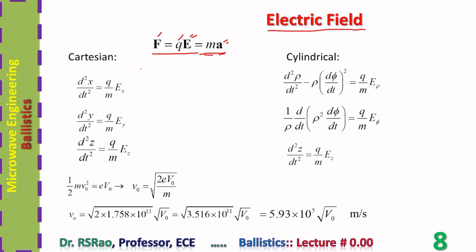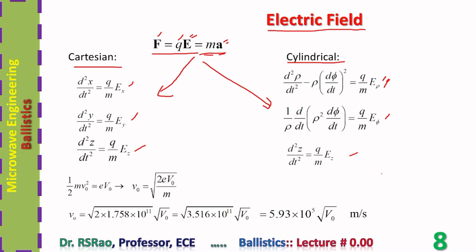When we use the Cartesian system, the relations are d²x/dt² = (q/m)Ex, and similarly for the y component and z component. In the cylindrical coordinate system, d²ρ/dt² − ρ(dφ/dt)² = (q/m)Eρ. So this equation involves the ρ component, the second equation the φ component, the third equation the z component. Both sets originate from F = qE = mE.